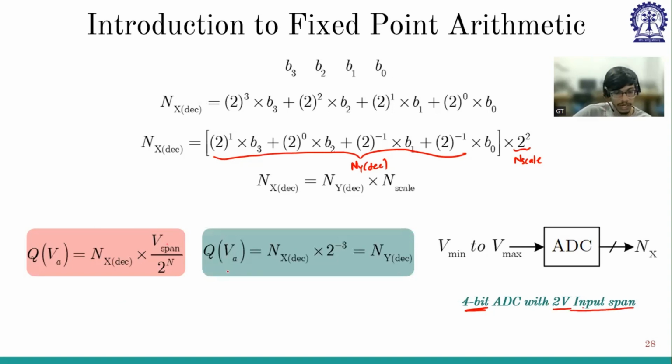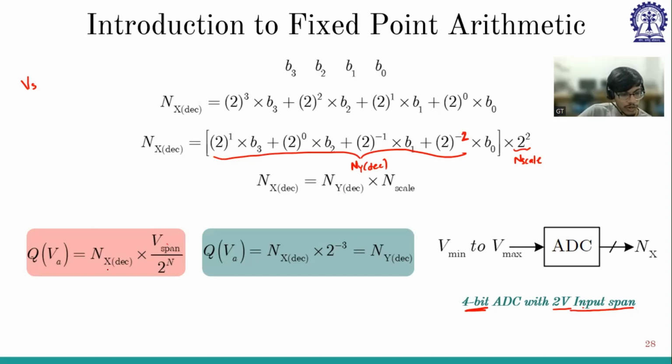Sir, with 4 bits, the last one beside B0 should be 2 to the power minus 2, right? This one, beside B0. Oh, okay. Thank you. Thanks for correcting, this is 2 to the power minus 2. So I have written NX in terms of NY into N scale, where N scale is 2 square.